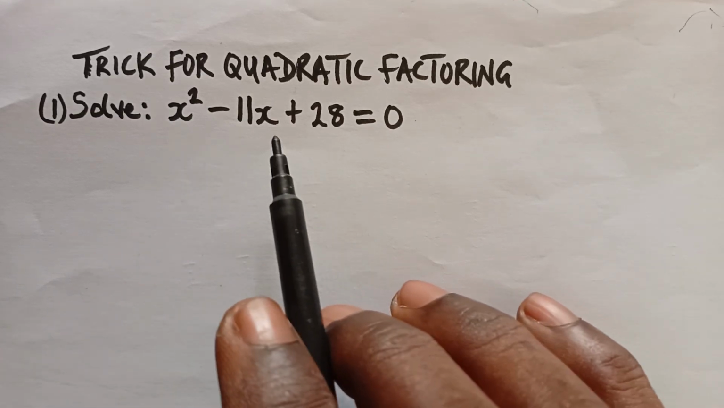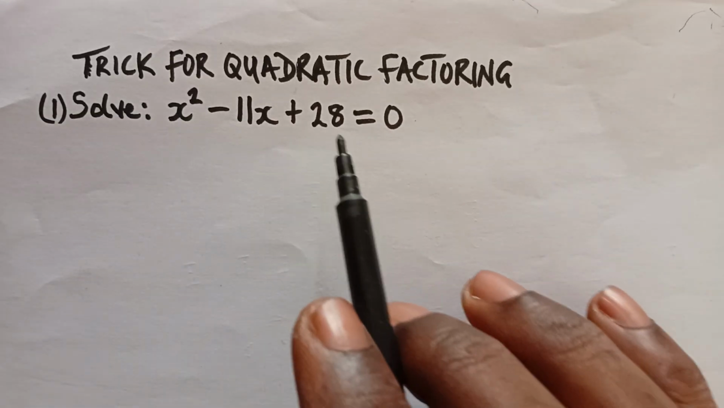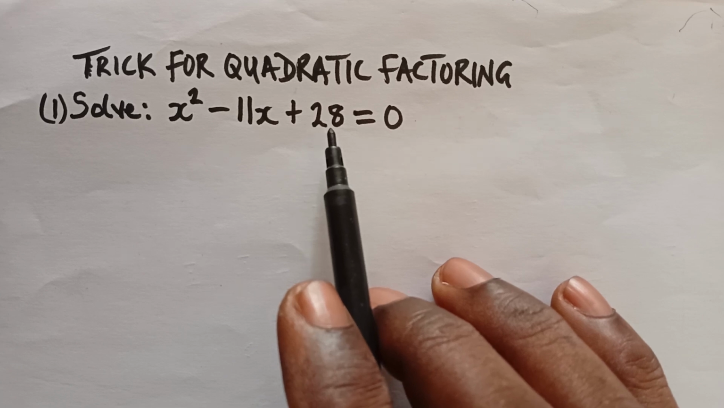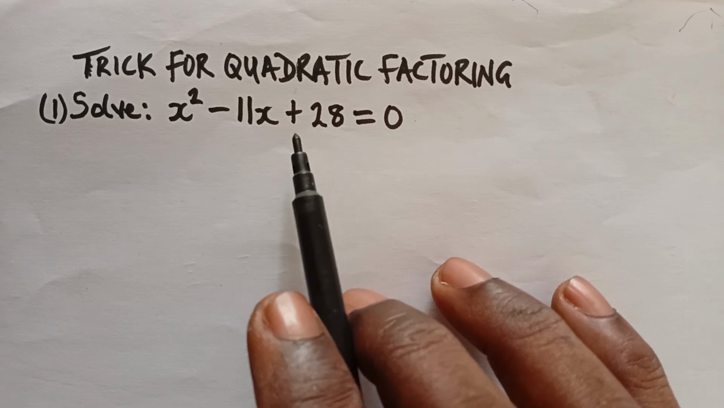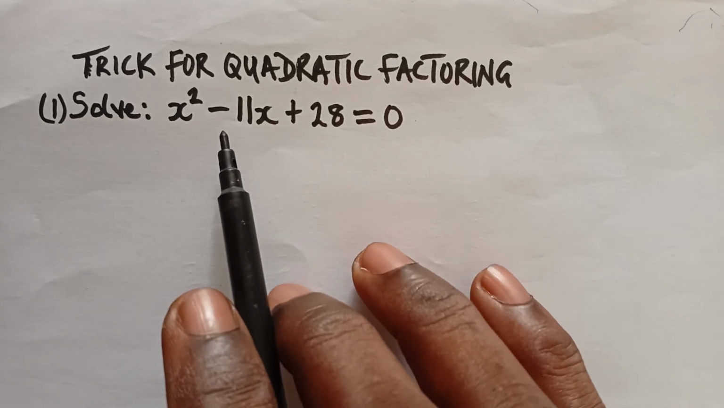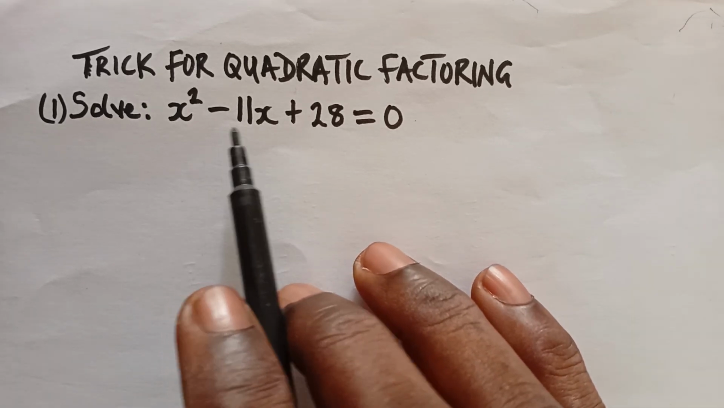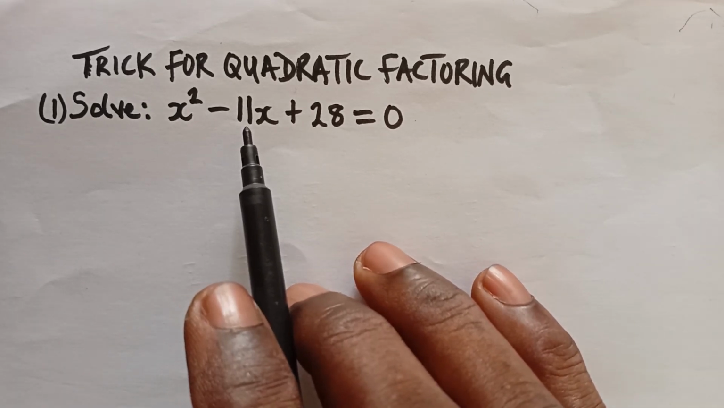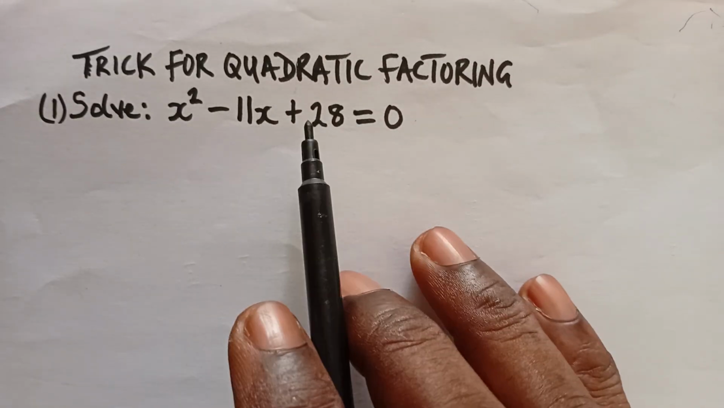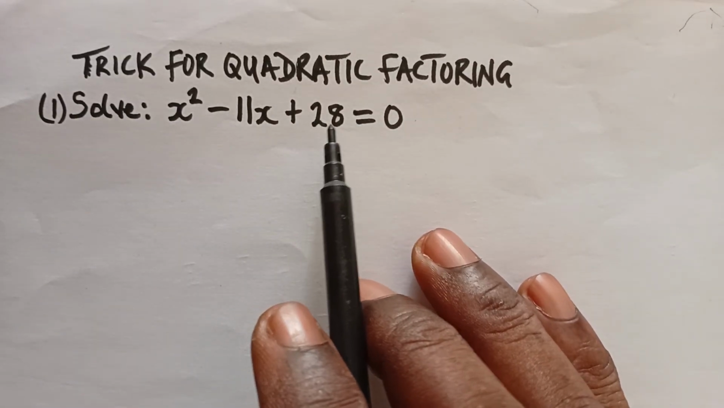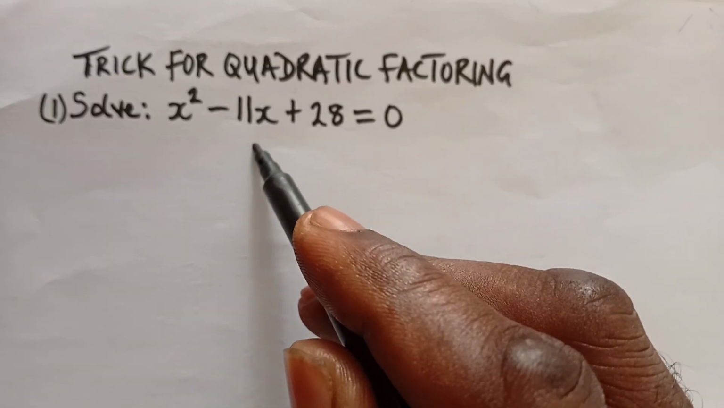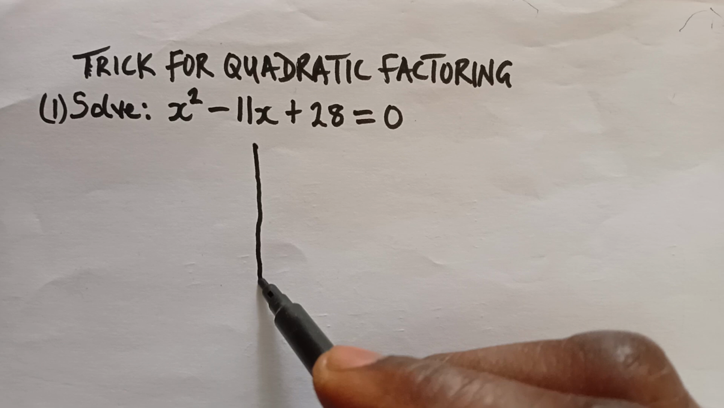So with this 1x squared, what we just need to do to solve this problem is to look for two numbers such that when you multiply them, it will give you positive 28, and when you add them, it will give you minus 11, that is negative 11. Now, the problem that most students face in problems like this is how to get those two factors. So a simple way of doing that is to draw a line like this.